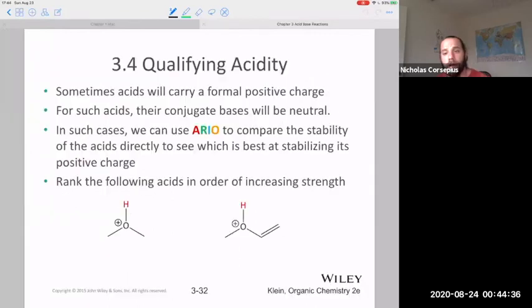Some acids actually start out with a formal charge of +1, right? When they lose their proton, they become neutral. In such cases, we can actually use our REO rules to see if that positive charge is going to be stabilized in any of them. The less stable positive charge would be the stronger acid, right? Whichever one of these two we consider to be less stable means it wants to get rid of that hydrogen even more.